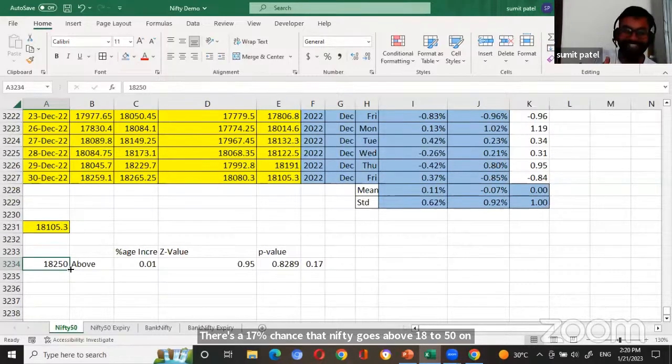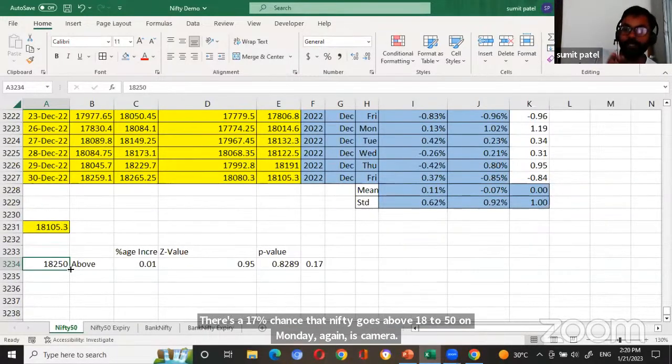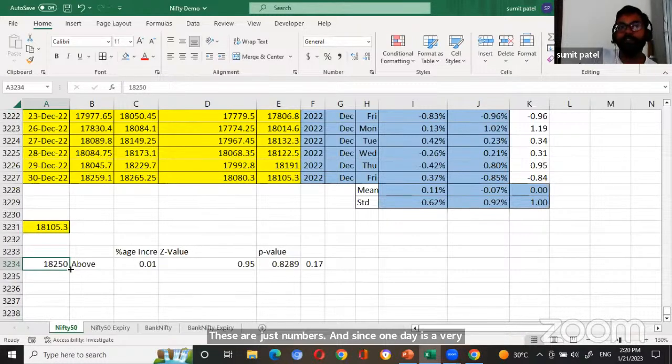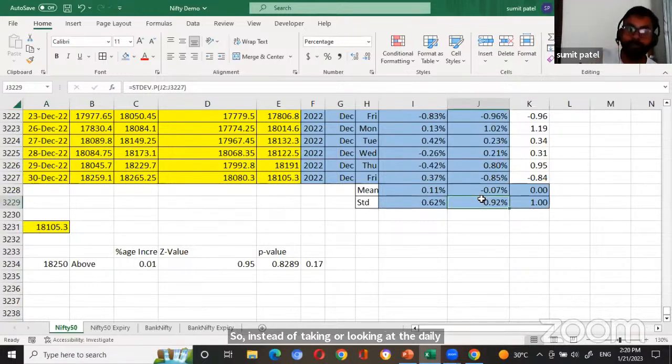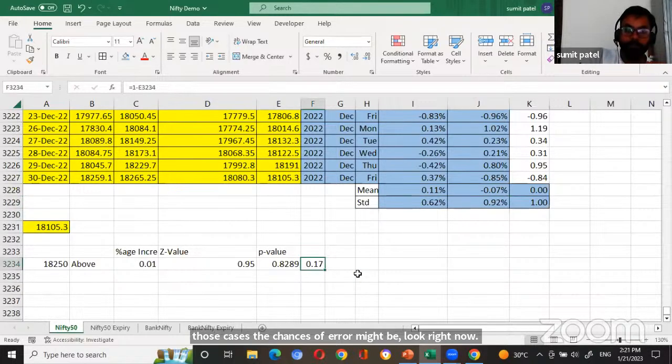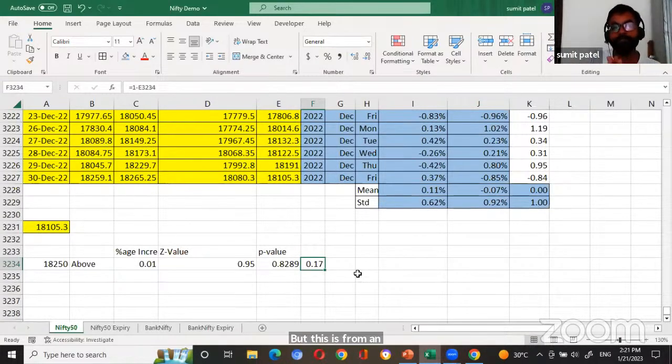Again, disclaimer, these are just numbers. And since one day is a very short period, the chances of error are really high. If you want to standardize it a bit, then instead of looking at the daily numbers, look at the weekly numbers or monthly numbers even. So what was the monthly start, monthly end? In those cases, the chances of error might be low, right? Now you know the probability of Nifty moving to certain numbers. Then if you want, you can explore more to understand what kind of positions you want to take. That's a completely separate thing. That's on options trading, a different topic, different risks, different measures. But this is from a normal distribution point of view. This is what we can do.